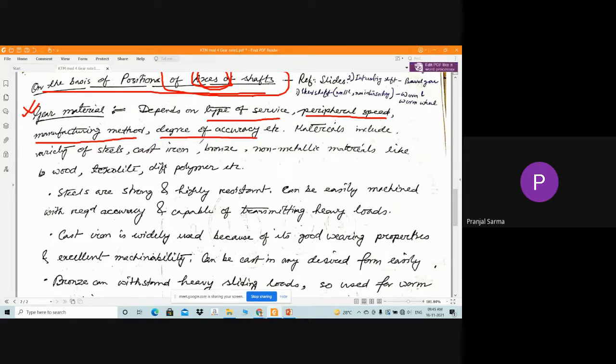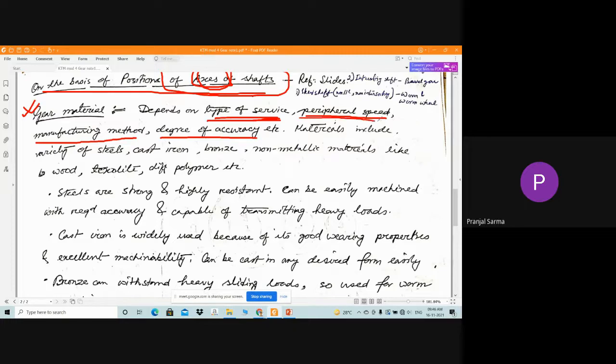So based on all those parameters, apart from that we have other application influencing factors like the availability of that material, or different application areas, size, etc. All those things are also dependent. Type of service means, as all of you can understand, whether you are going for a high speed application, high temperature application, or high loading application. Based on that, to withstand that particular service condition, you have to properly select the material out of which you are going to manufacture that gear.